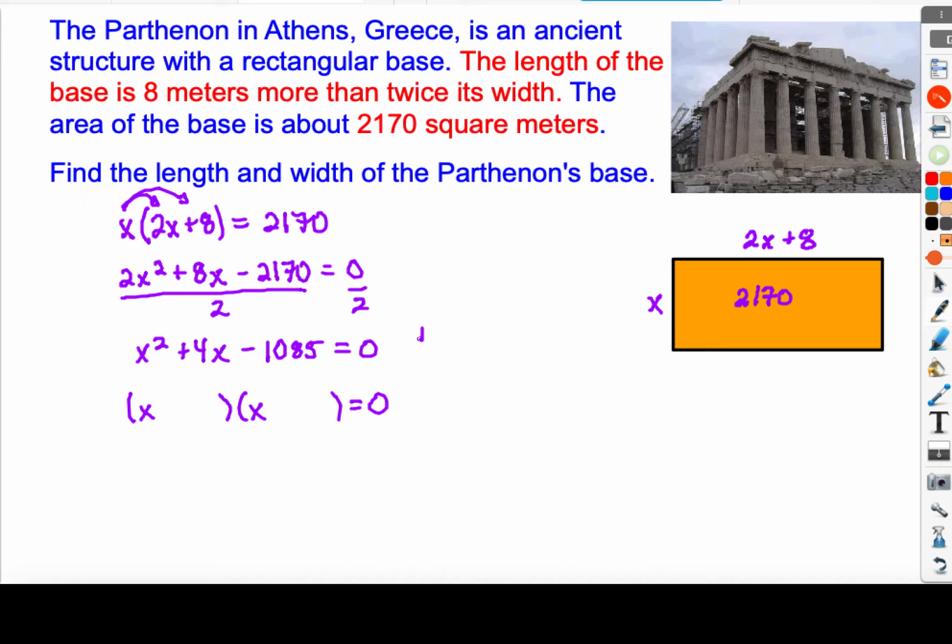I want to add to the middle, and I want to multiply to the end here. If I can find two numbers that multiply to negative 1,085 and add to 4, then I can factor this apart. Go ahead and pause the video now and see if you can come up with two numbers that multiply to a negative 1,085 but that add to 4.